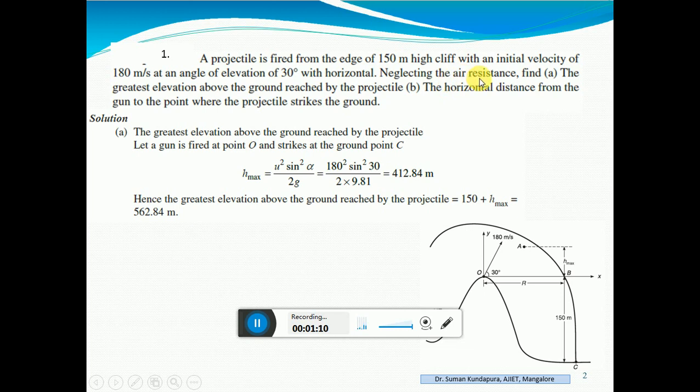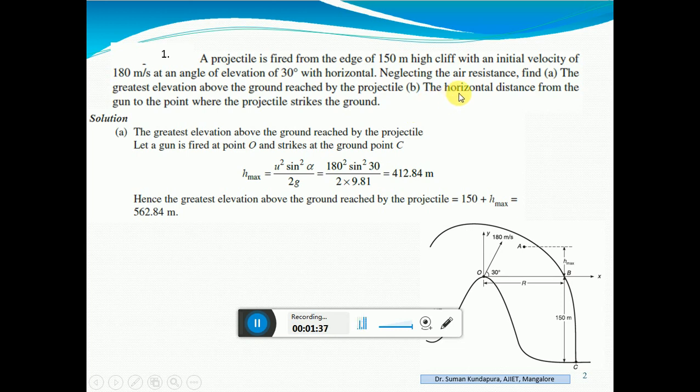Neglect the air resistance and find the greatest elevation above the ground reached by the projectile. Previously also we have solved problems of the maximum height obtained by the projectile, that is the H max we have found out. So that is what is asked, the greatest elevation above the ground reached by the projectile, that is H max.